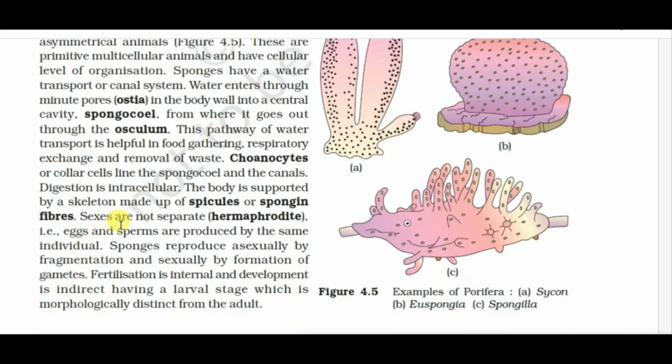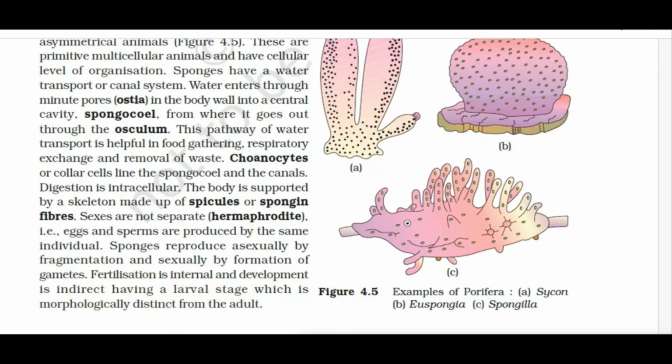Sexes are not separate. They are hermaphrodite. Eggs and sperms are produced by the same individual. Sponges reproduce asexually by fragmentation, and sexually by formation of gametes. Fertilization is internal, and development is indirect, having a larval stage which is morphologically distinct from the adult.